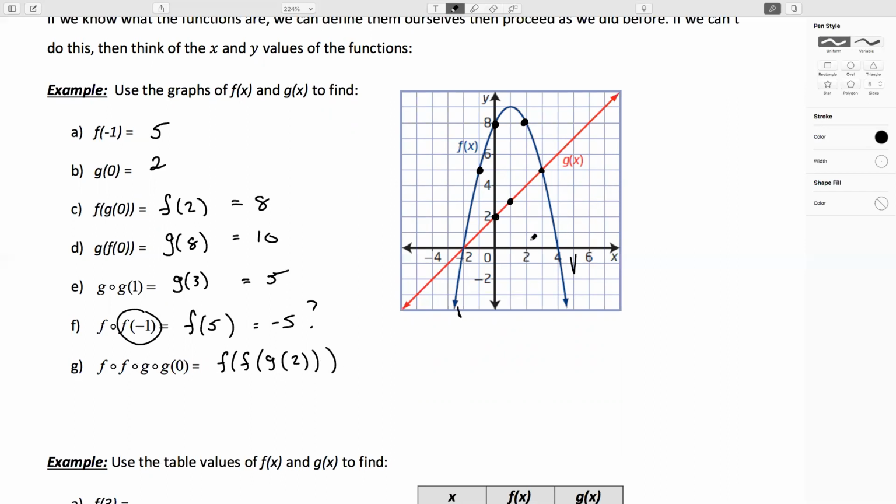Now we go to g of 2. Go to 2, go up to g, and it's a 4. So g of 2 is 4. So this is f of 4. Go to 4, f of 4 is 0, which is convenient. So this is f of 0. And at 0, f of x is 8.